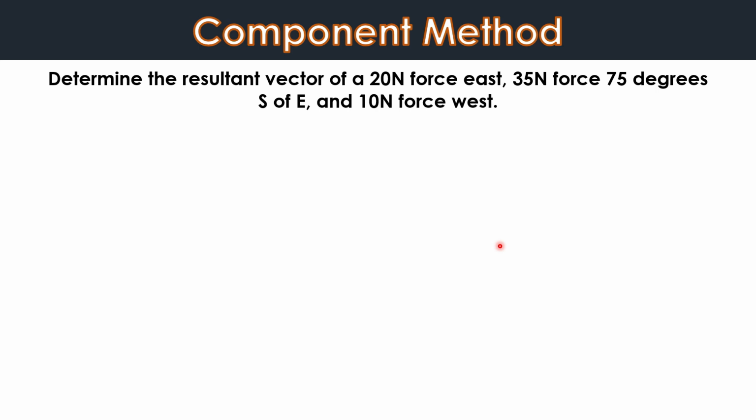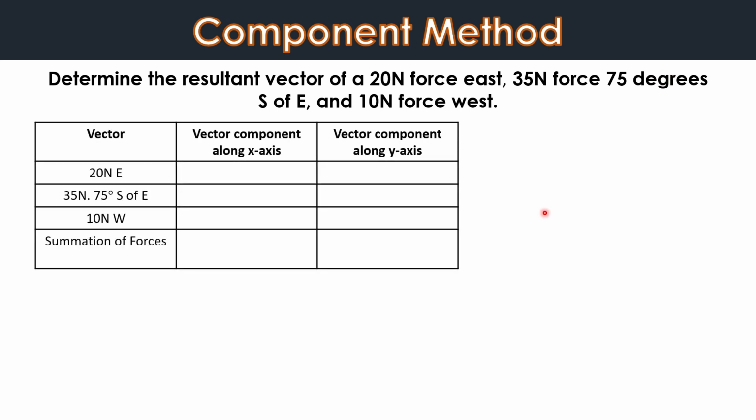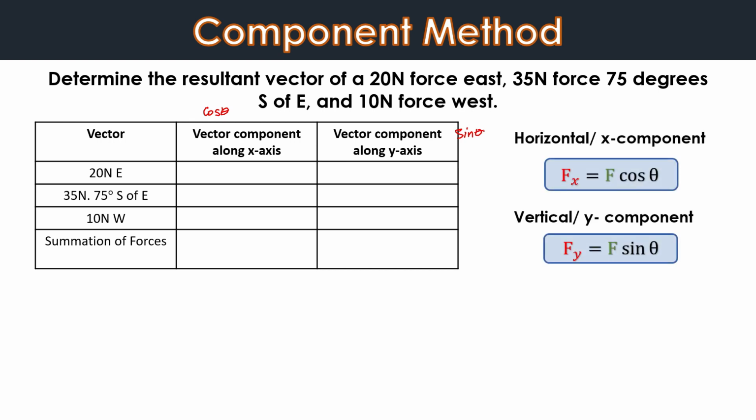Determine the resultant vector of a 20 Newton force east, 35 Newton force 75 degrees south of east, and 10 Newton force west. So we have here three vectors. So yan, tatlo yung vectors na meron. And isa sa mga vectors na nabanggit ay may angle. Now you may represent yung vectors with this table. So nandito yung vector component along x o yung horizontal. Ito yung gagamitan natin ng cosine theta. Tapos dito naman sa y component yung may sine theta. In which ito naman nandito sa may right side yung mga formula.